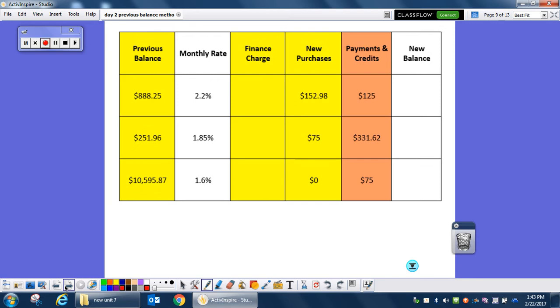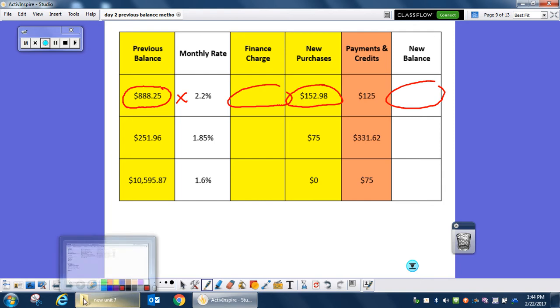So here's the next portion where I'm hoping you could do this on your own. Your previous balance times your monthly rate gets you your finance charge, which you have to pay. Okay, and then you make new purchases, and then you're making a payment. So I will be checking all of your numbers in the rest of your chart. Okay. The goal is to get a new balance of 0 because you want to pay off, if you are able to, you want to pay your bills off right when you can.